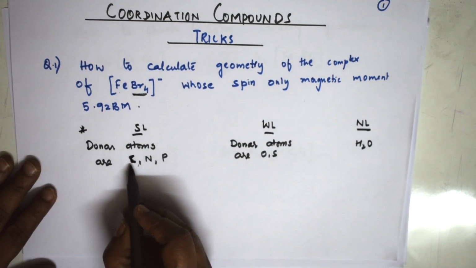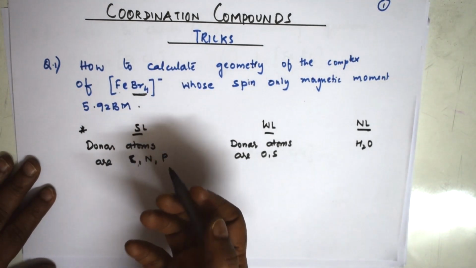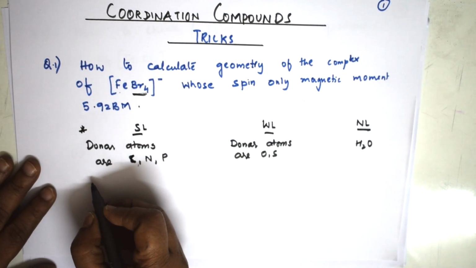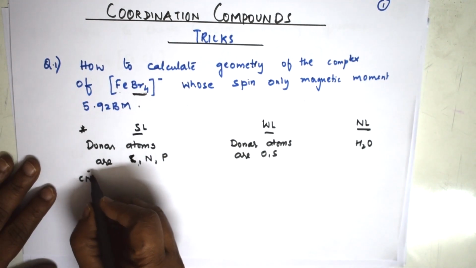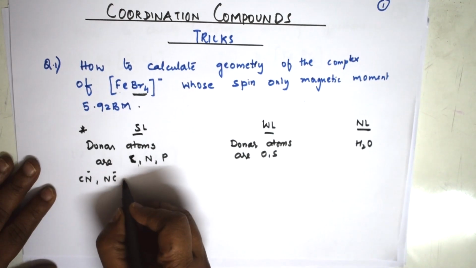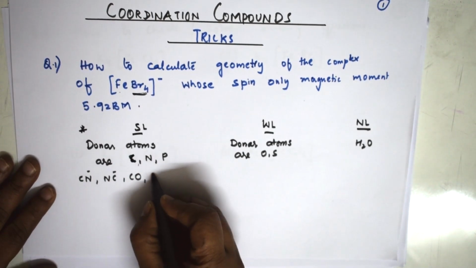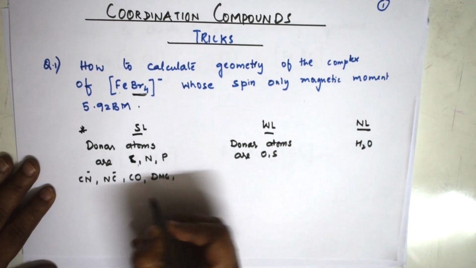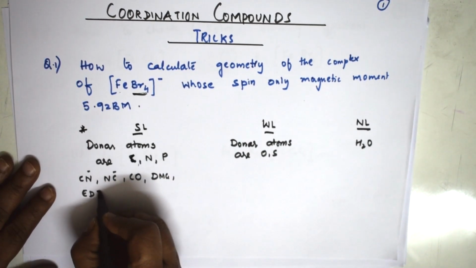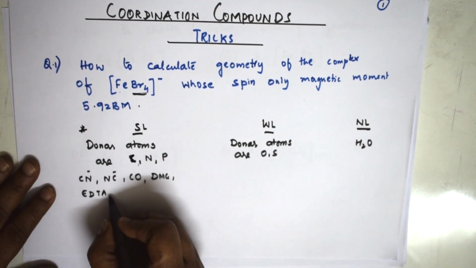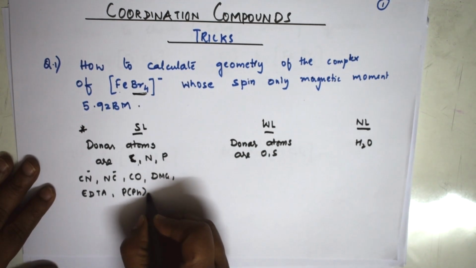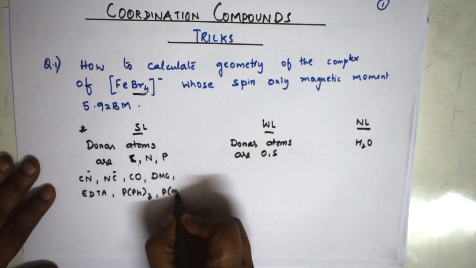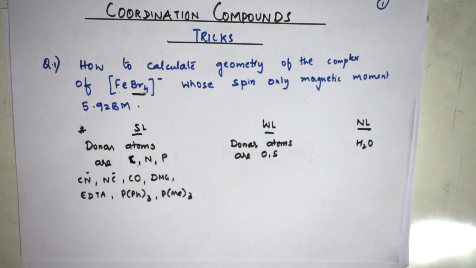Now for carbon, nitrogen examples: CN minus is one, NC is one, then CO is one, DMG, dimethyl glyoxime is one, EDTA is one, ethylenediamine, then phosphine, then trimethyl phosphine. So these are all strong ligands.